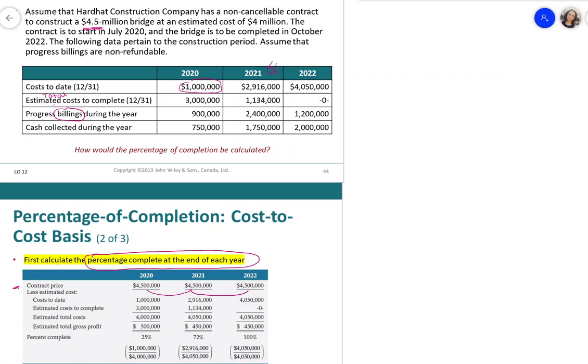This is the first year you're starting the project, so in the first year your cost to date is only $1 million at that point. Estimated cost to complete is 3 million. Then what you need is the estimated total cost. How you're going to calculate that is by adding both of them together. That will be the 4 million.